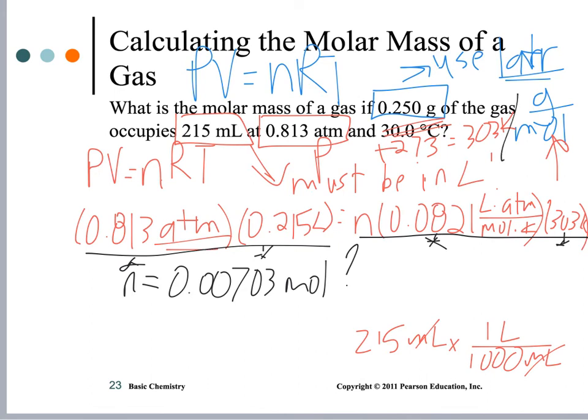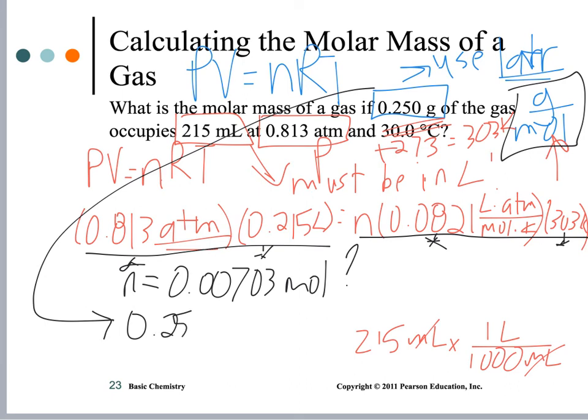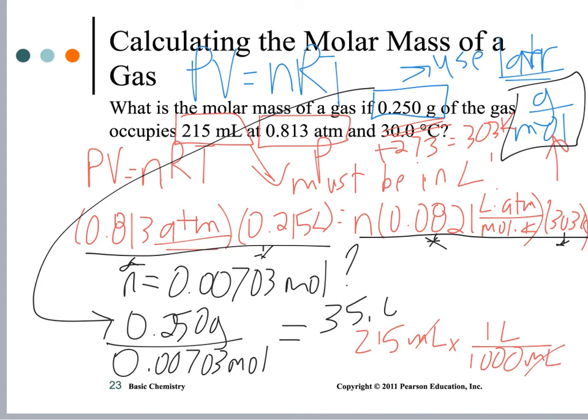Okay, well, what do I do now? Oh, wait a minute. I told you that to get the molar mass of the gas, you divide grams by mole. So I take my grams right here, 0.250 gram, divide by my mole, and I'm going to get 35.6 grams per mole. I don't have to identify the gas. I may have to in a future lecture, but it's going to come out exact, like 32 for oxygen, 44.01 carbon dioxide, etc. But that's your lecture for today.